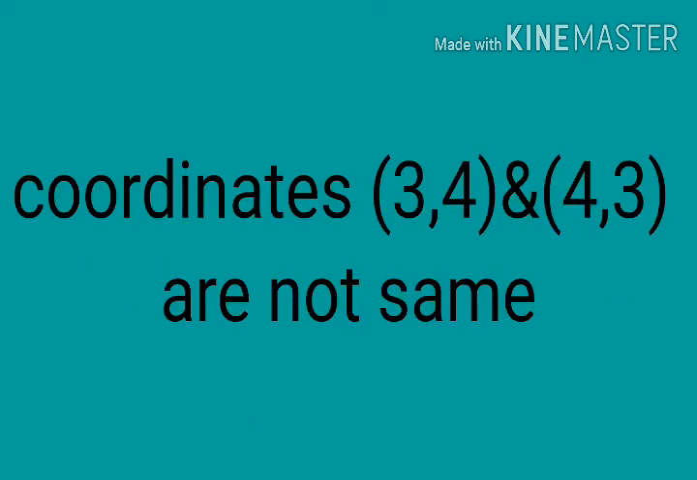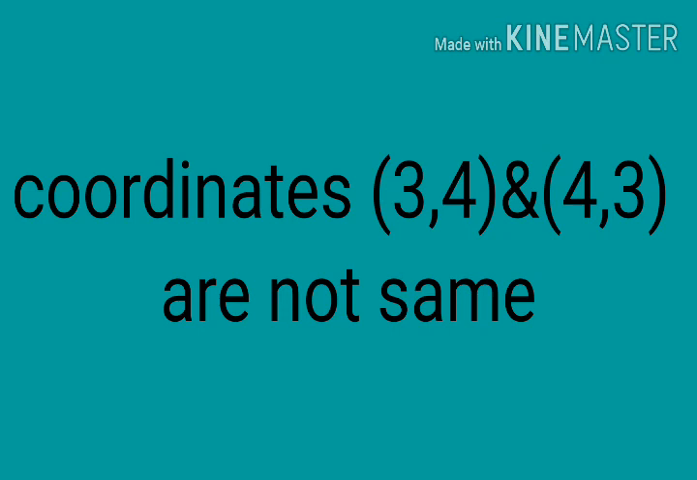Then if the coordinates of the points are 4, 3 and 3, 4, are they the same? No, because 4, 3 means x value is 4, y value is 3. But 3, 4 means x value is 3, y value is 4. So they are quite different.